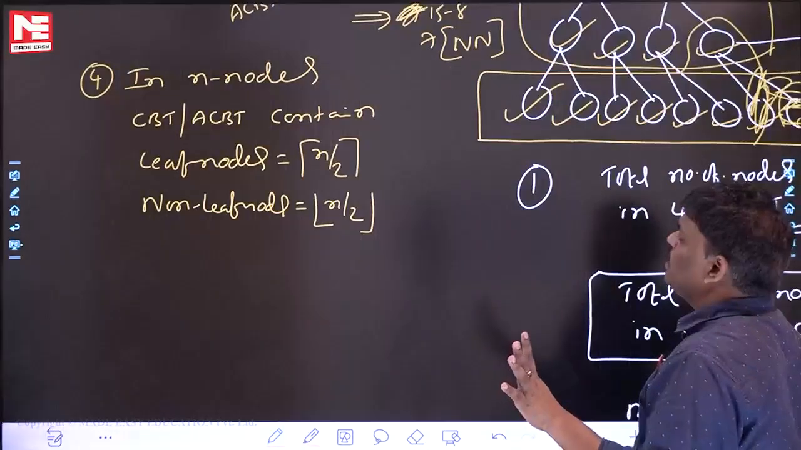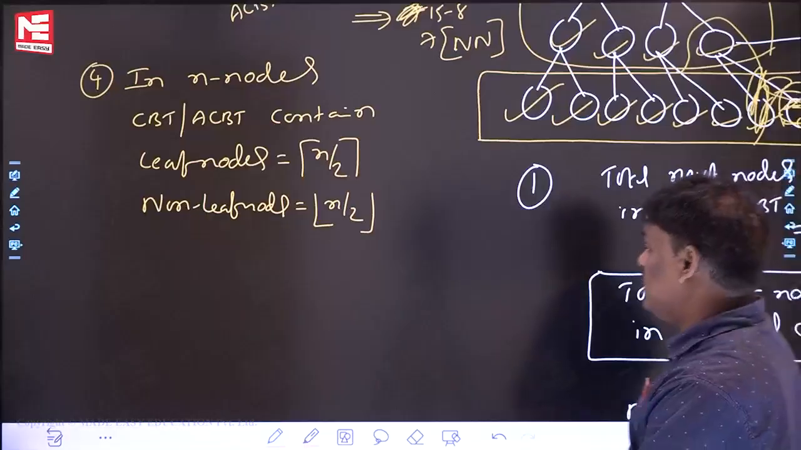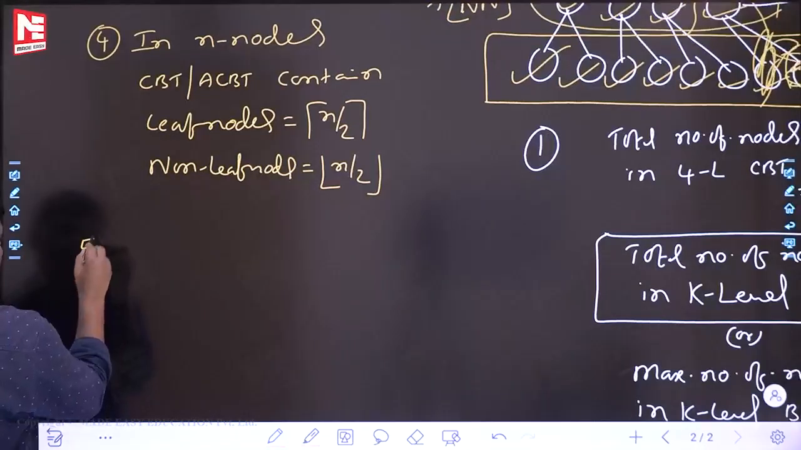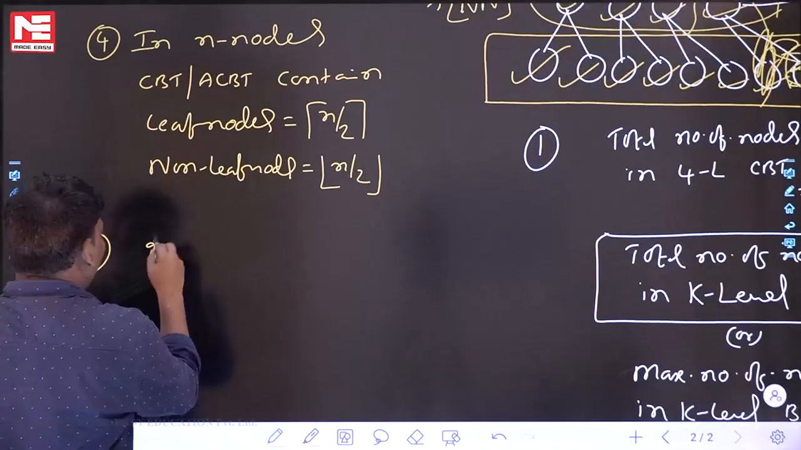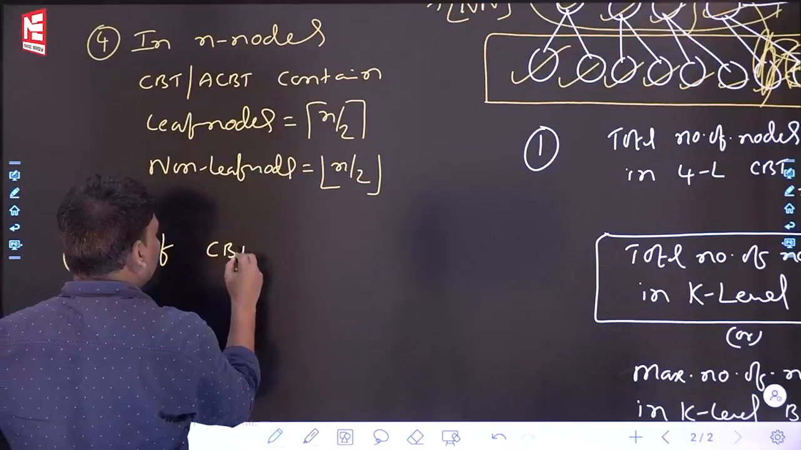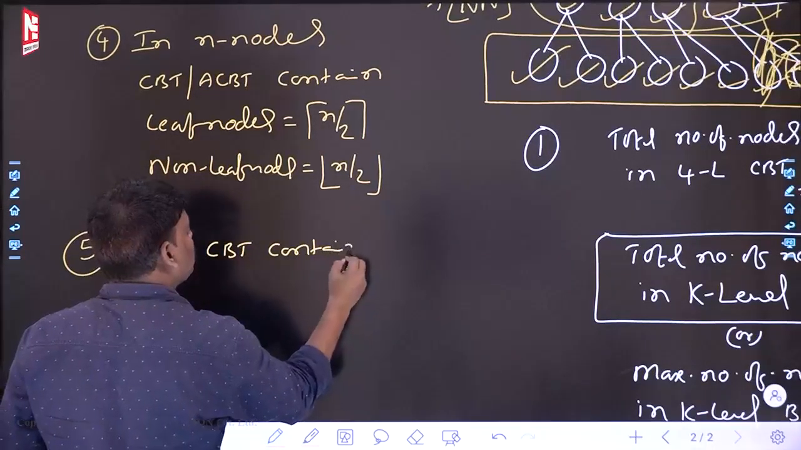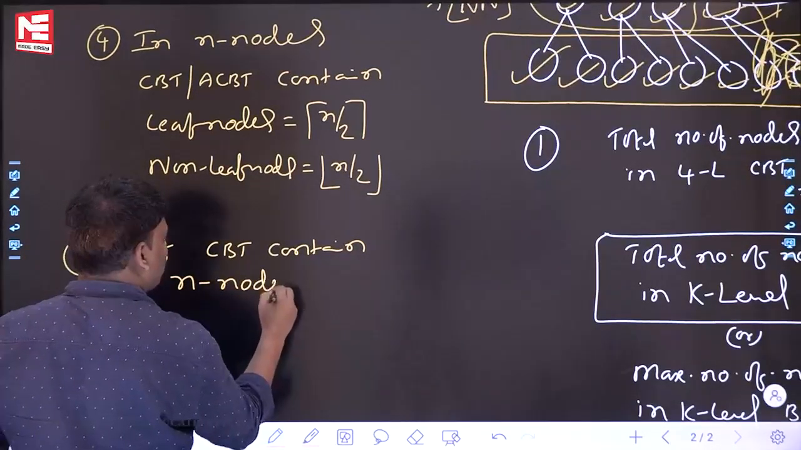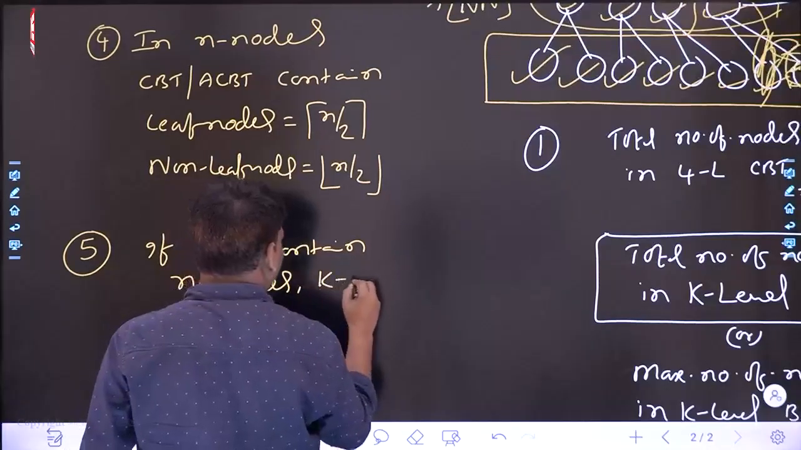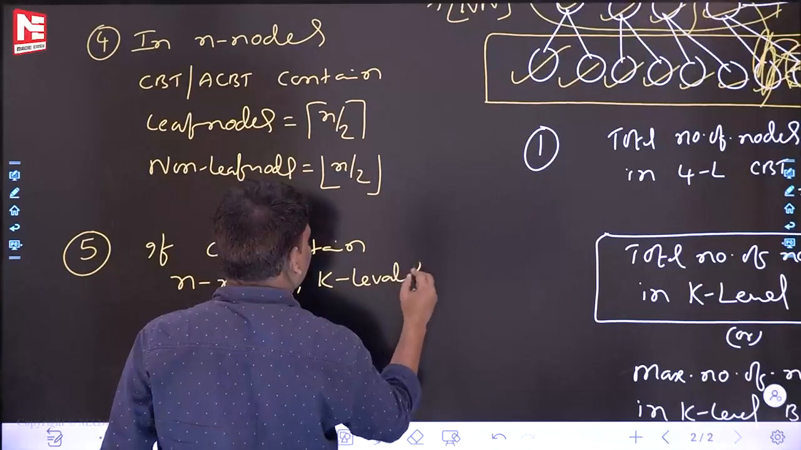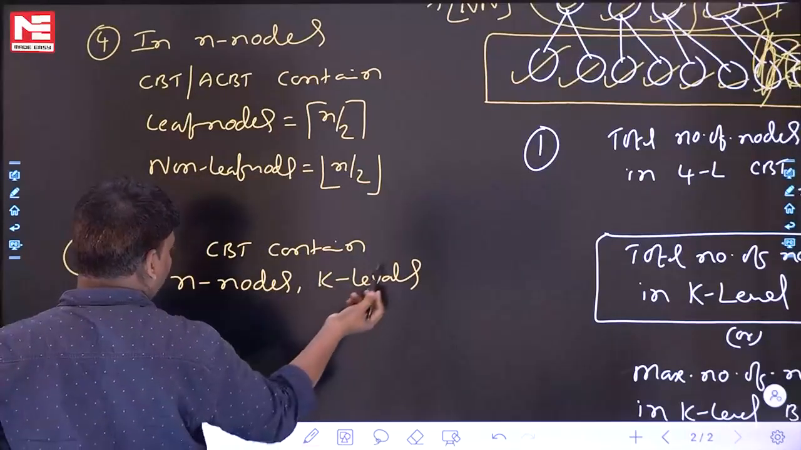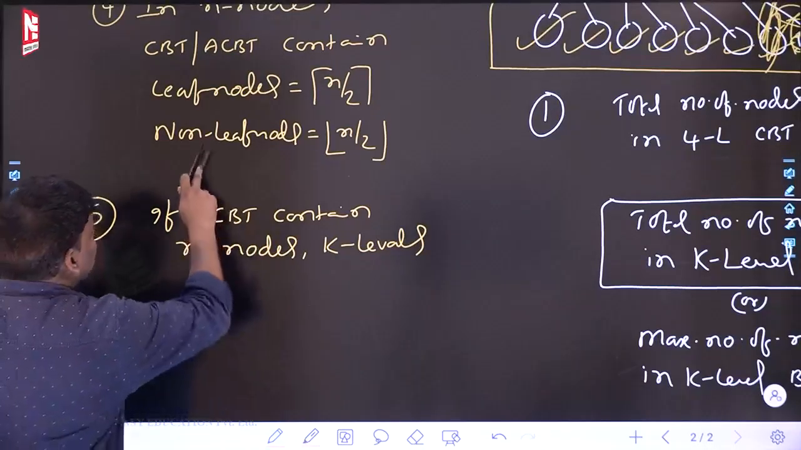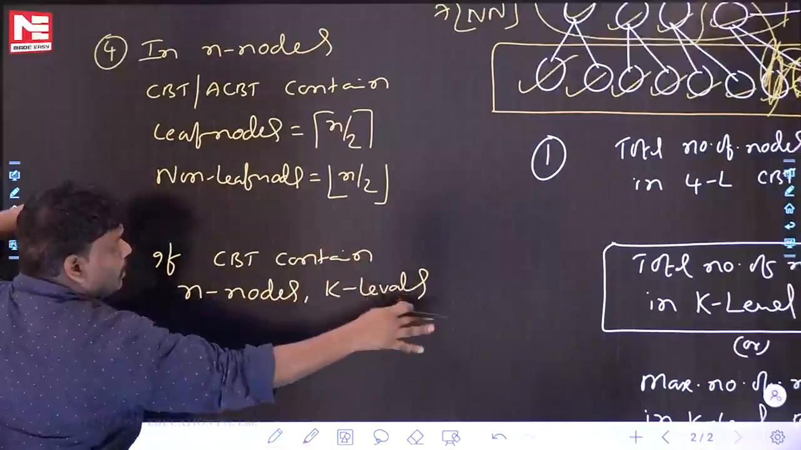That is also okay. I'm thinking that until now you are comfortable. See one more interesting line, the fifth point. Carefully listen: if a complete binary tree contains n nodes and k levels, now see what is the relation between them. For complete binary trees only, this is the formula where both will come; the remaining ones all apply to almost complete too.